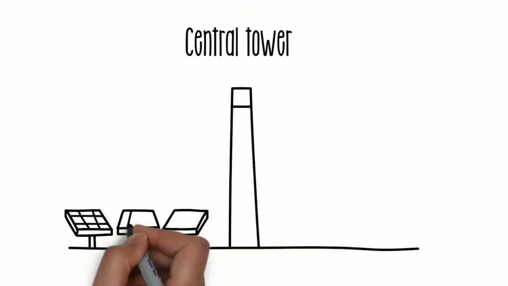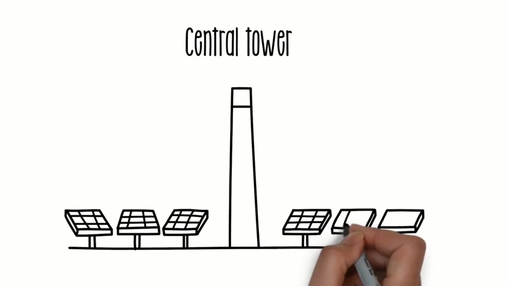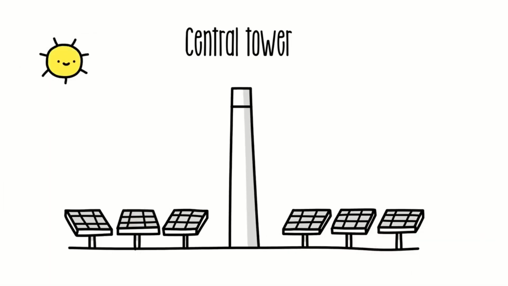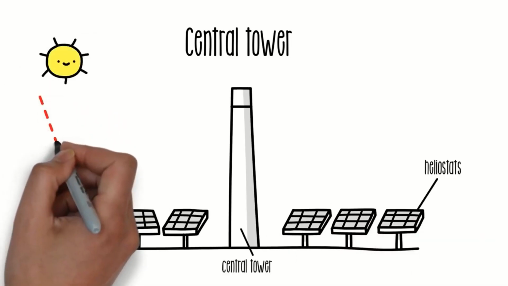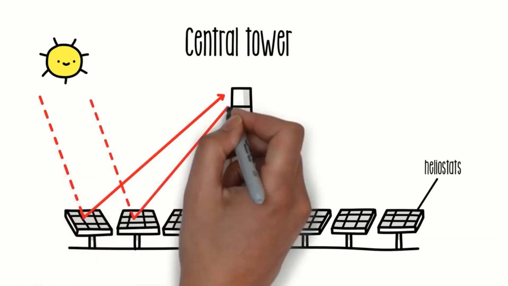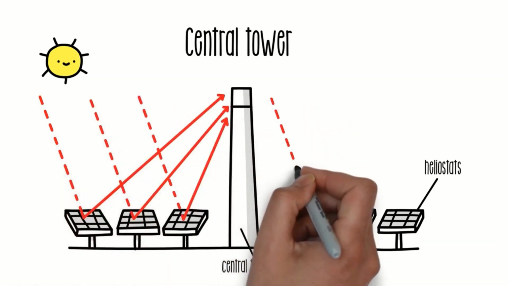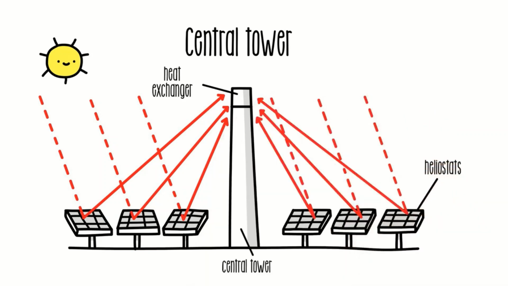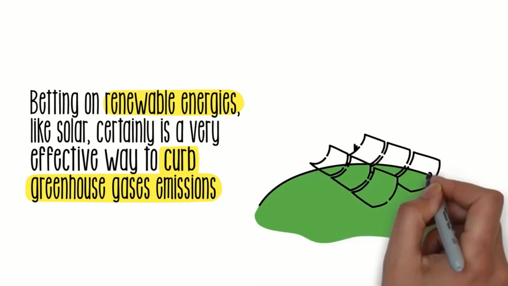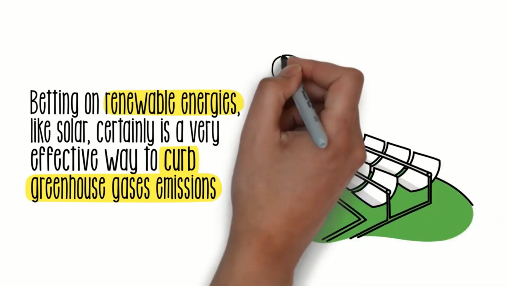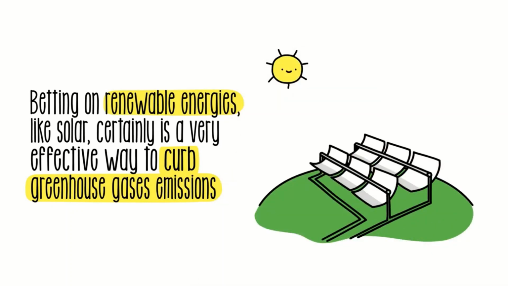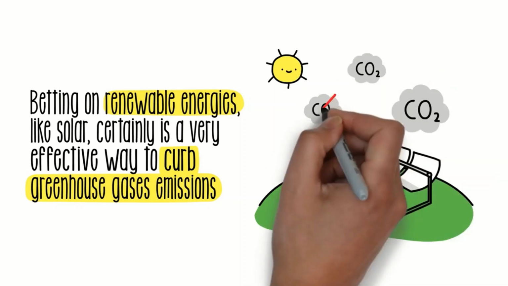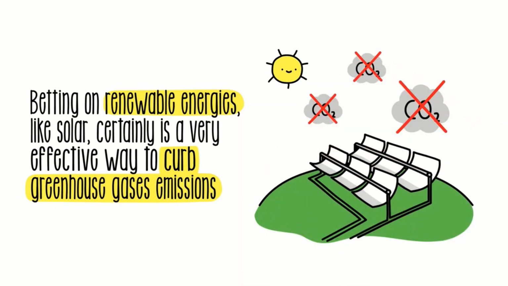Central tower technology concentrates the radiation at a point and requires no fluid circulating in the solar field. These facilities have a field of heliostats, flat mirrors that reflect the radiation onto a central tower with a heat exchanger located at the top, away from the mirrors. The mirrors can be oriented according to the position of the sun. With this technique, temperatures of 600 degrees are reached. Betting on renewable energies like solar in its different technological variants certainly is a very effective way to curb greenhouse gas emissions from fossil fuels that cause climate change due to global warming.